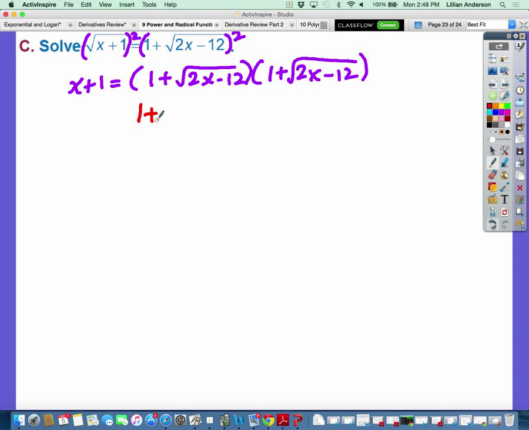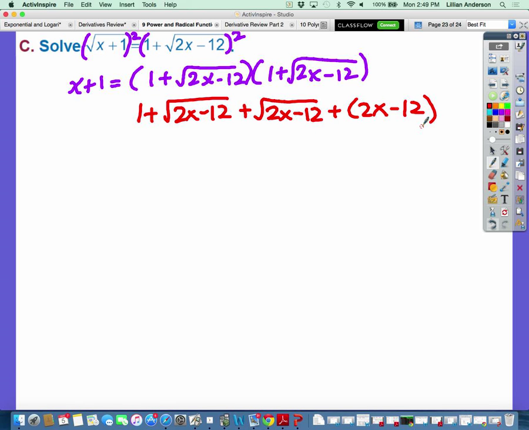Your outer is going to be 1 times the square root of 2x minus 12. Your inner, and then your last. You get 2x minus 12 without the square root. Remember, when you multiply the same thing underneath the square root, it goes away. Okay? Then what do you do?